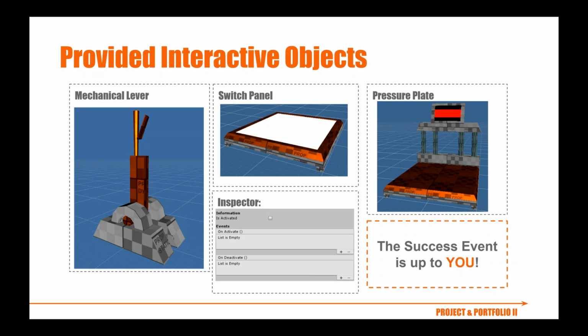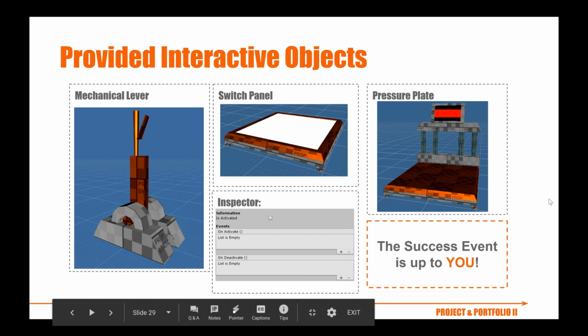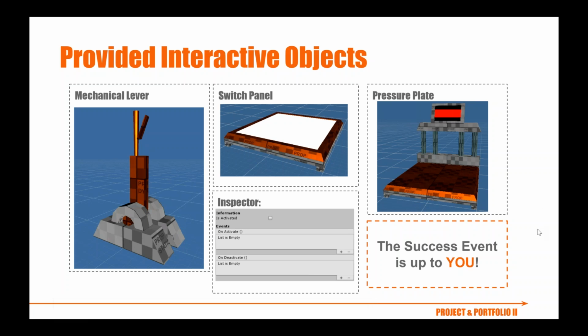So you don't have to use these interactive objects. You don't have to use the mechanical lever, the pressure plate, or the switch panel, but they are available to you, so there's nothing wrong with using them. If you want to design your own or design something different, that's also acceptable. So you want to have exploding barrels that blow up certain objects, or Molotovs that burn wooden objects? Things like that are definitely acceptable. You just want to stay away from changing the player character, right? Remember, our interactive object should be something in the level that the player interacts with.